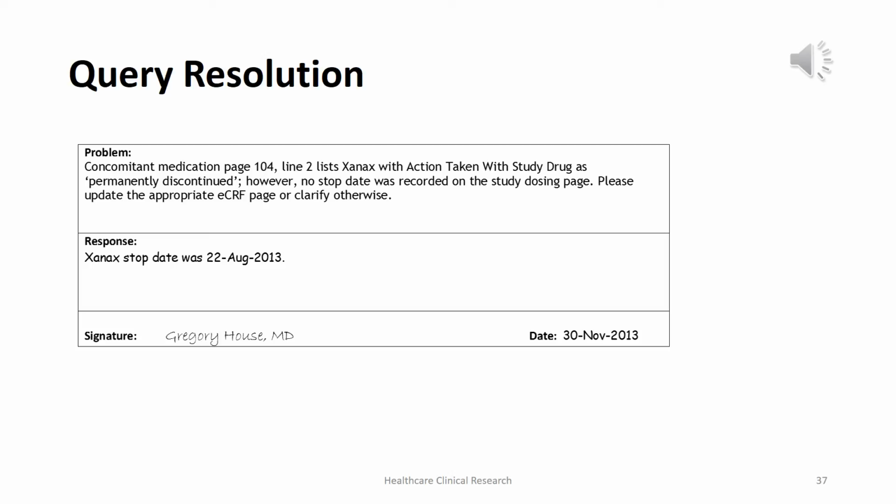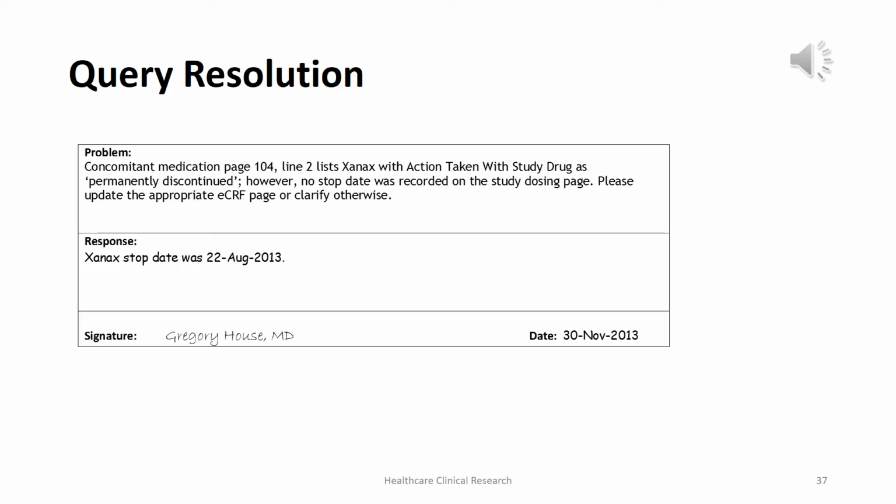So here's another example of a query that we got back from the site. So it says, concomitant medication page 104, line 2, lists Xanax with action taken with study drug as, quote, permanently discontinued. However, no stop date was recorded on the study dosing page. Please update the appropriate ECRF page or clarify otherwise. So the site has responded back that Xanax stop date is 22 August 2013. Principal investigator signed and dated at the bottom.